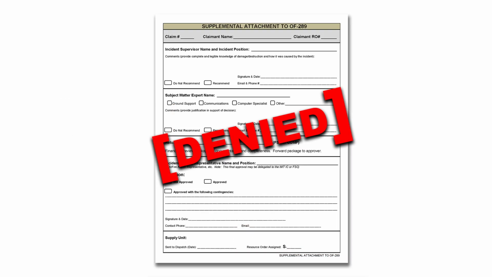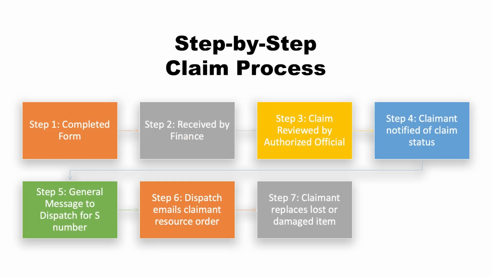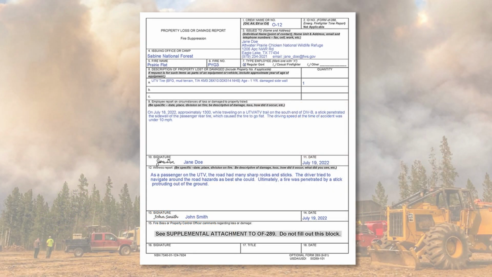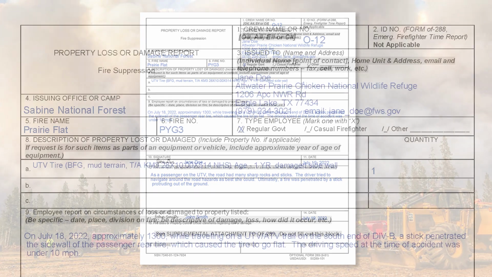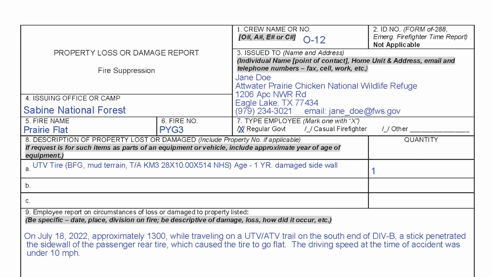If the claim is denied by incident personnel, the claim should be forwarded to the employee's home unit for review and consideration for replacement. An S number is required in order for the host unit to repair or replace the damaged or lost item. The following is a list of steps for acquiring an S number. Step 1. Claimant documentation must first be completely filled out and fully signed. All claimant contact information, including email and phone number, should be included on the documentation. Step 2. Claimant documentation must then be received by the finance section or comp representative.